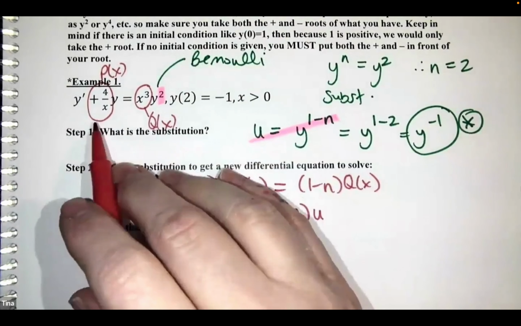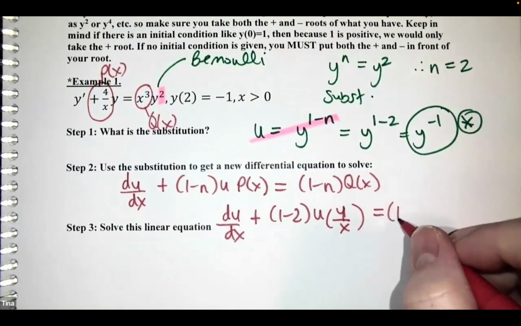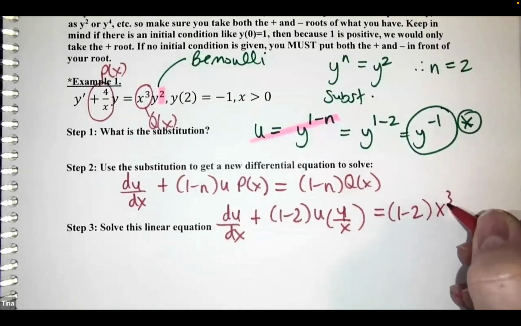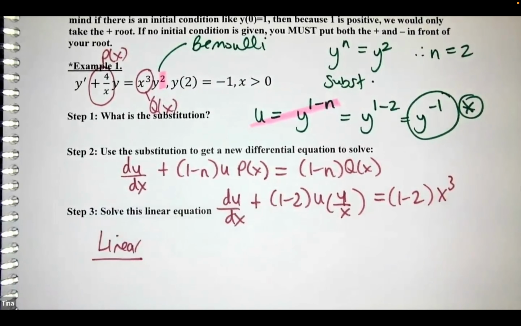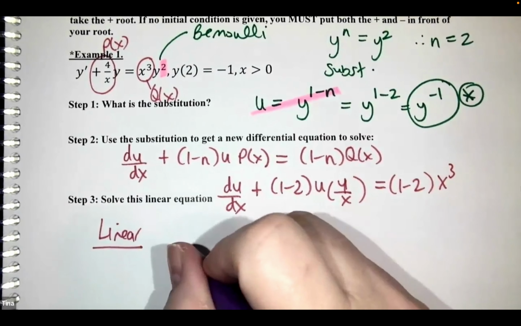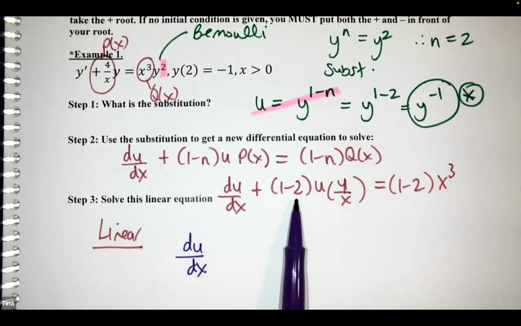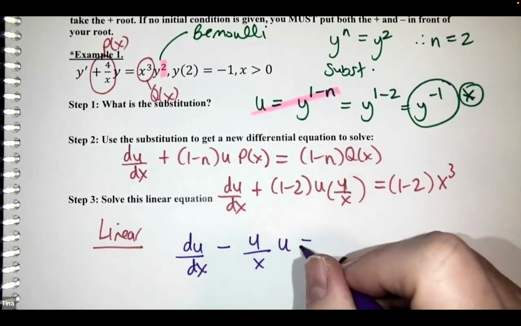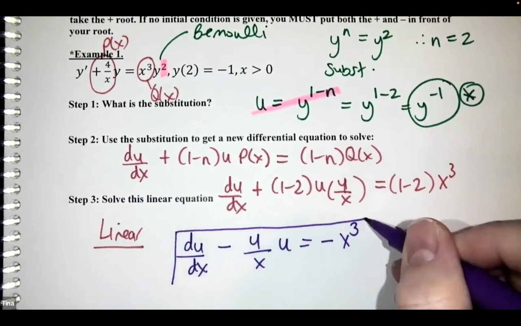So we've got p of x is 4 over x, equals 1 minus n, so 1 minus 2, and q of x would be x to the 3. And now it's going to be linear. It's going to be a linear equation that we're going to solve. So 1 minus 2 is negative, and then really I have 4 over x times u. So I'm just going to write minus 4 over x u equals negative x cubed.